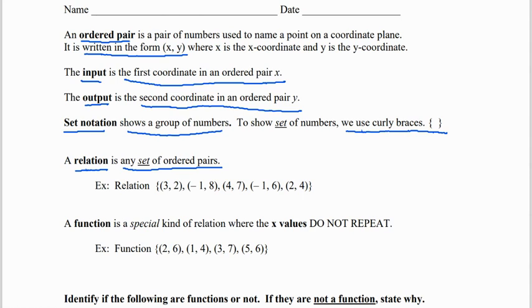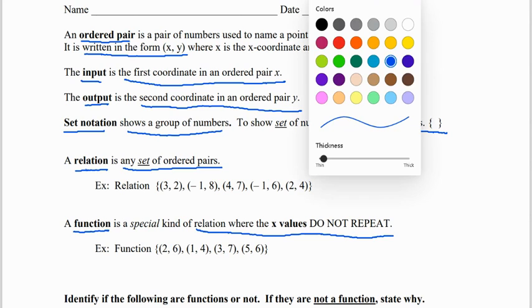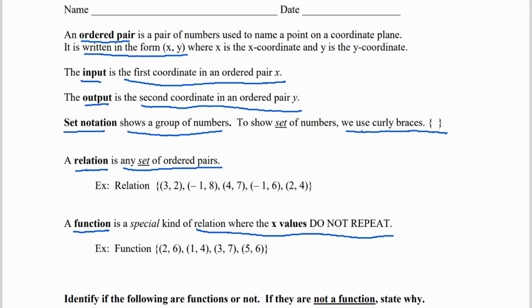Now, a function, and this is where I really need you guys to be focused. A function is a relation, but it's a relation where the x value does not repeat. You don't need to necessarily underline what I'm about to underline in the red. The blue part is the vocab part. If we look at a relation, it's just a set of ordered pairs. So this function here that I've listed, it's a relation because there's a bunch of ordered pairs: (2, 6), (1, 4), (3, 7), (5, 6). It's a relation, but specifically the x values do not repeat.